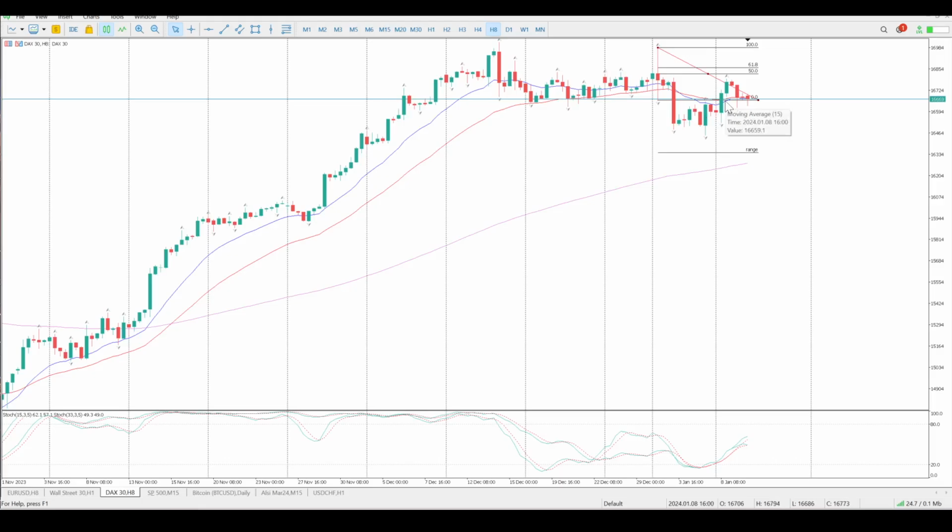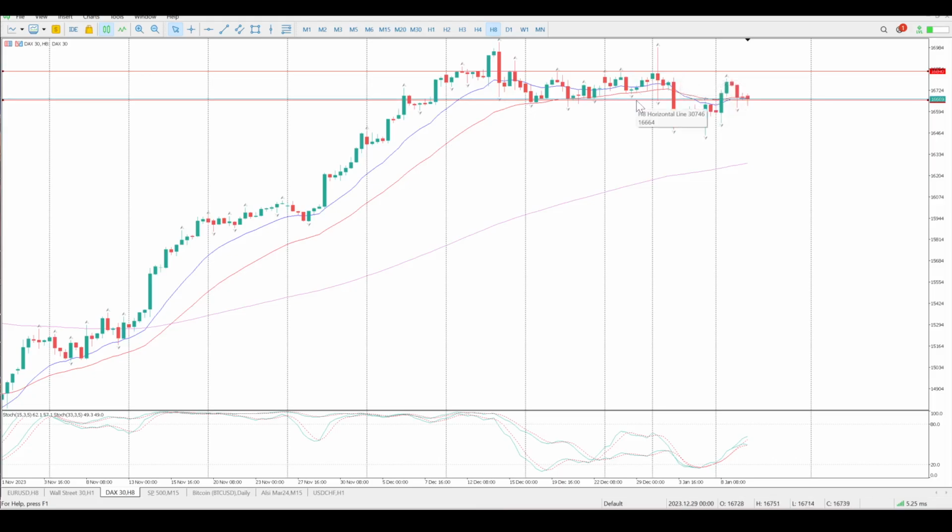So let's just get rid of that, and now let's put these levels in, because that's obviously a very important level, and that is also a very important level. So fake out, is this a fake out, or are we setting up for something else? These two levels, the top one is 16,840. The bottom one is going to be 16,664. Those are your two key levels on the 8 hour that you need to pay attention to.